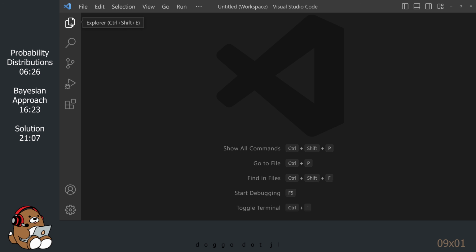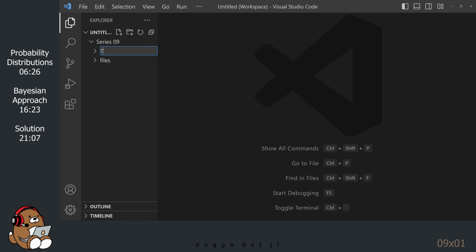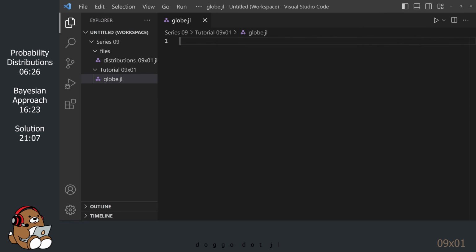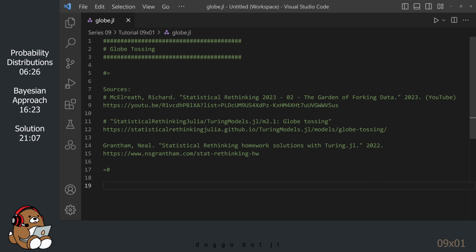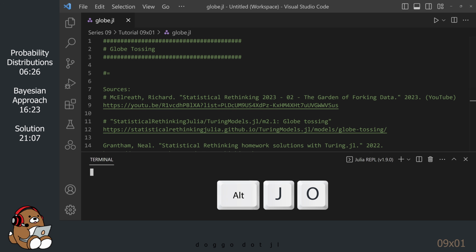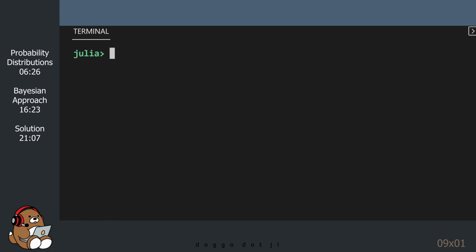In VS Code, create a new folder for this tutorial. In the tutorial folder, create a new Julia file. Launch the Julia REPL by using Alt-J, then Alt-O. Change the present working directory to your tutorial directory. Enter the package manager by using the closing square bracket.